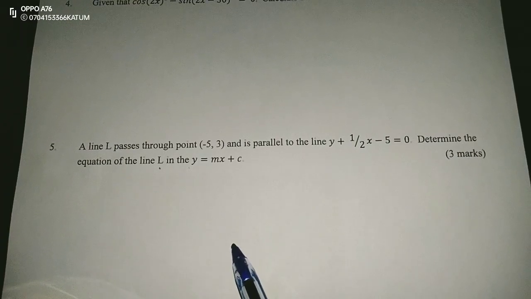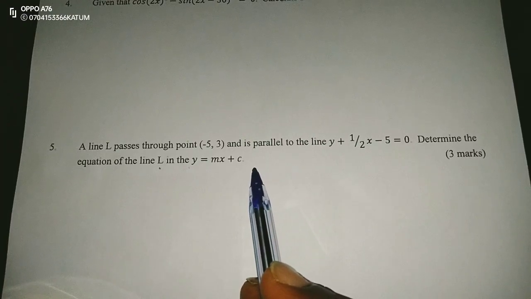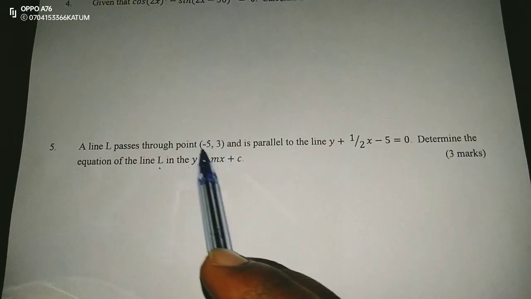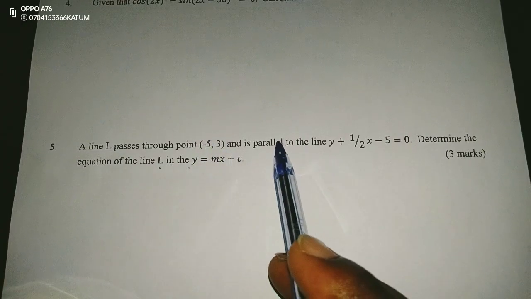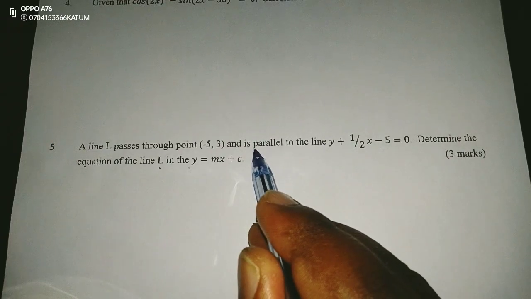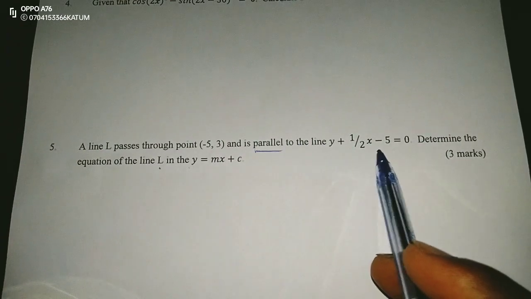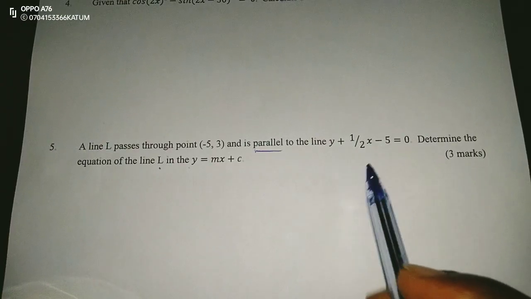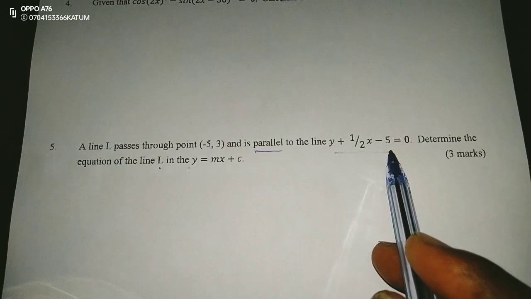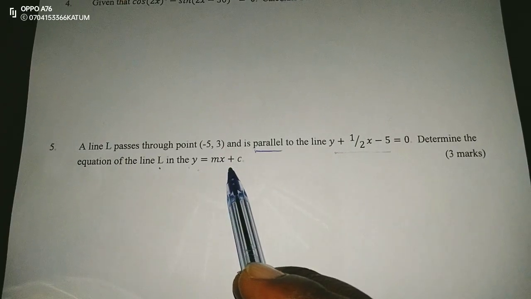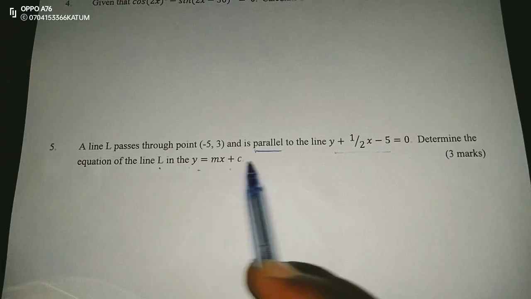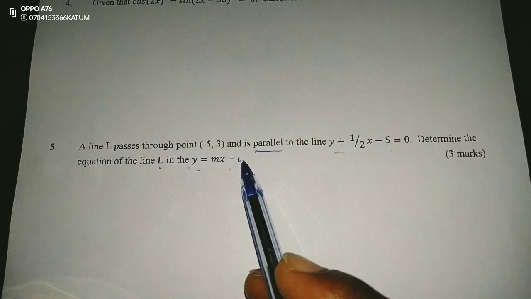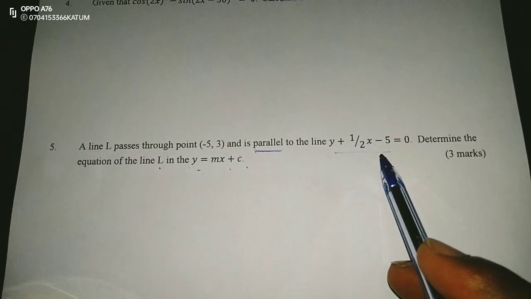So what we're going to have is the determining of the equation of a given line here, whereby we are given a point where it passes, and again we are given a relationship that it is parallel to another line whose equation is given. The first step in such a question is to rearrange this equation to take the format y = mx + c, because with this format there are a few things we can easily conclude as opposed to when it is in a different format.